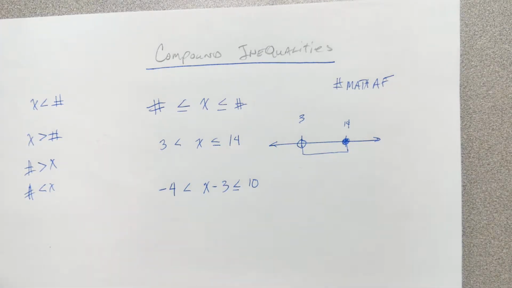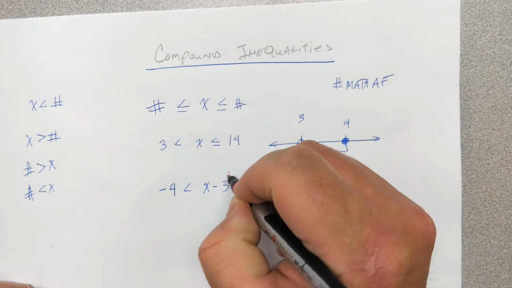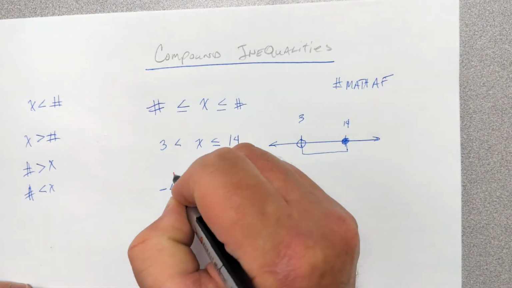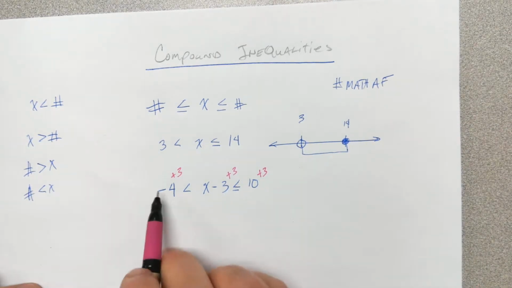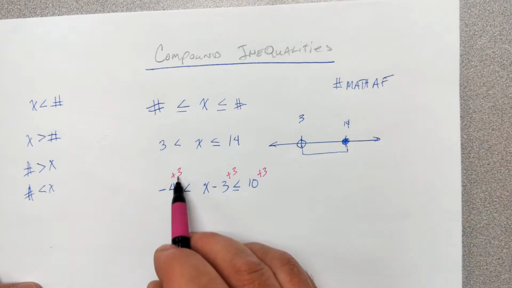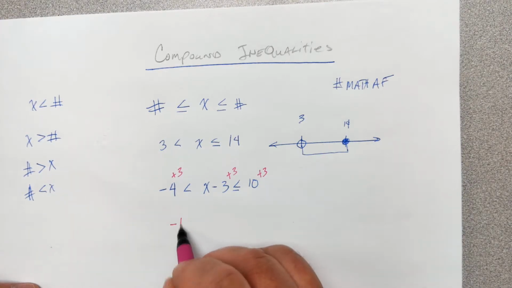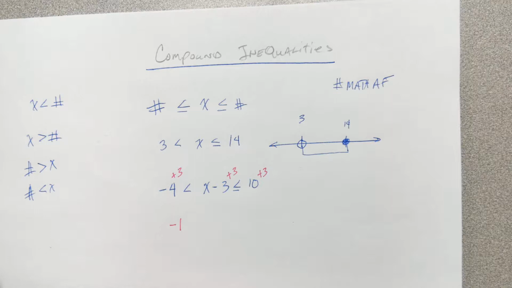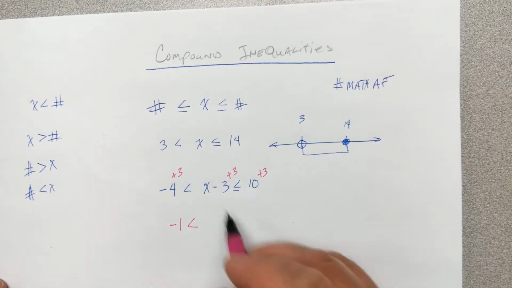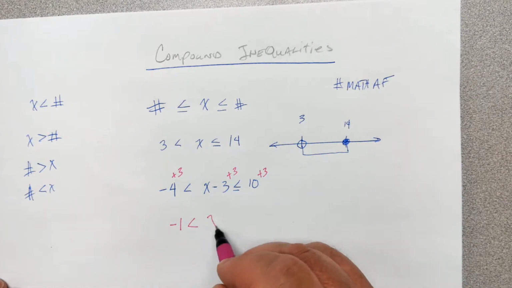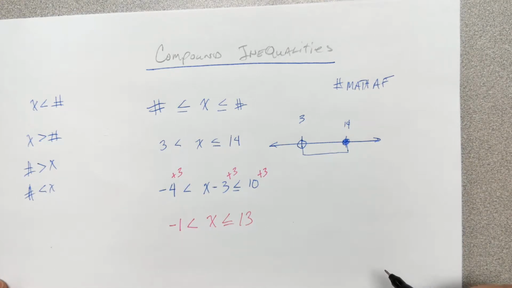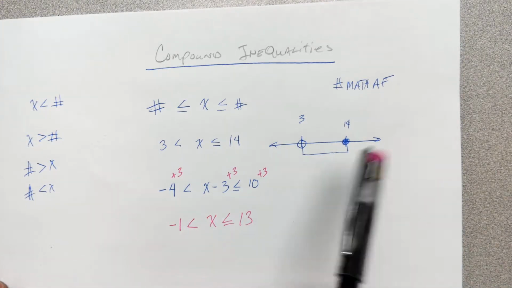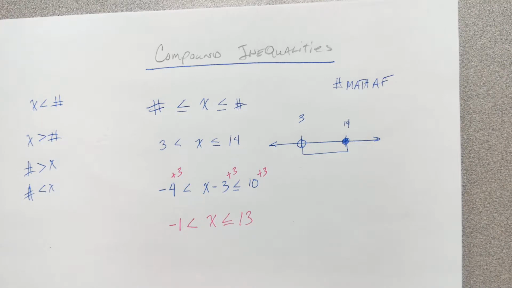So here, let me get Ernesto's favorite color. I'm going to add 3 to all 3 places. See how that works? And so then you just add up all of these areas. So that's going to be -4 plus 3. I think that's -1. I'm not very good at math, but I think that's right. And then x minus 3 plus 3, that's just x. That's what we want. 13. This graph will be the same as that graph, except the numbers are different.